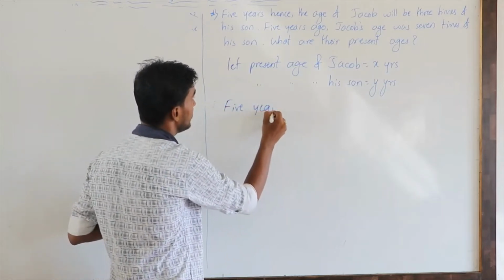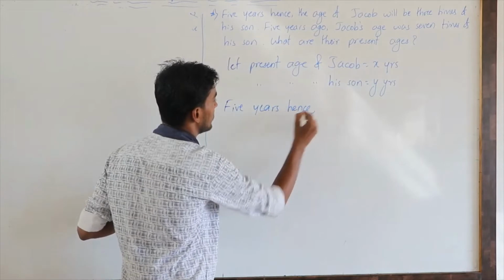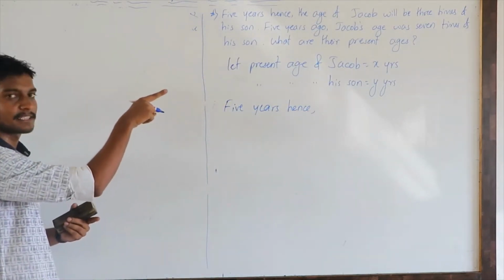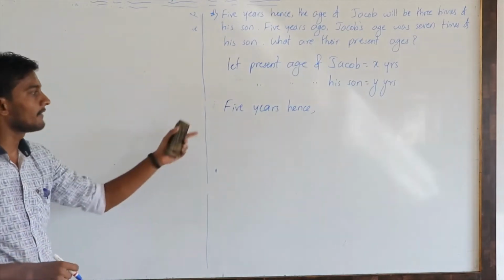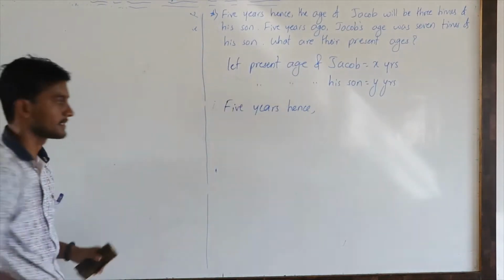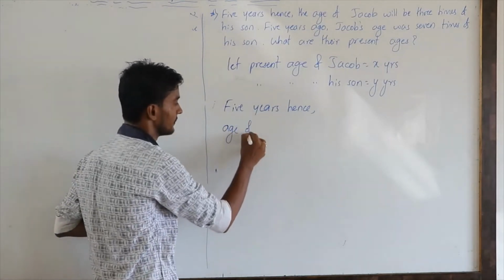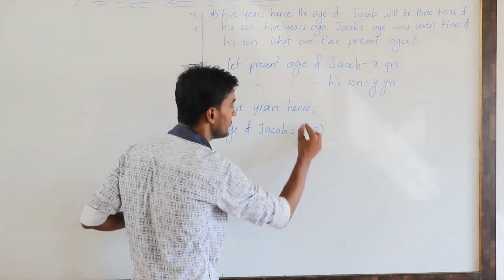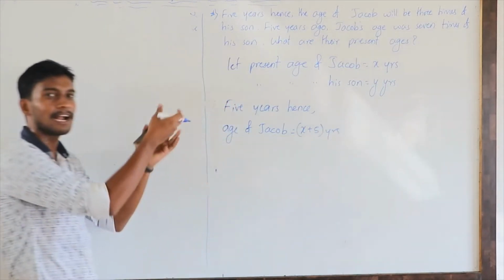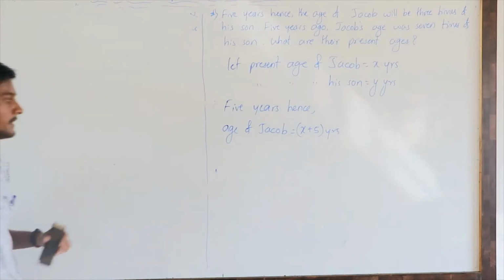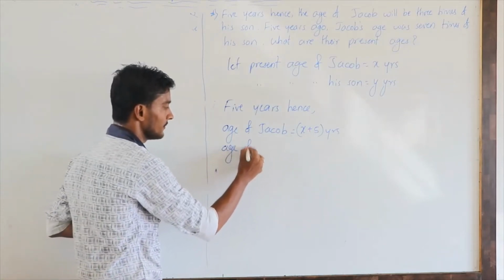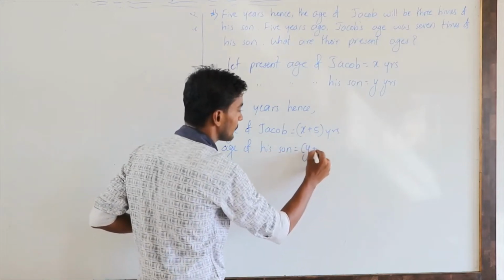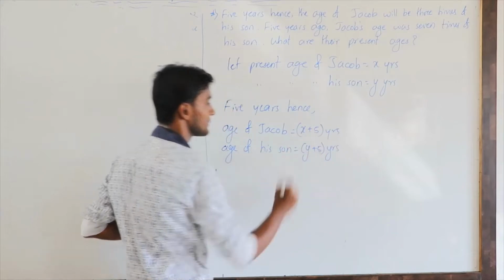5 years hence. Hence means after 5 years. So the present age of Jacob is x and the present age of his son is y. 5 years hence, it means after 5 years, the age of Jacob is equal to x plus 5 years, because to the present age we have to add 5, and the age of his son is equal to y plus 5 years.